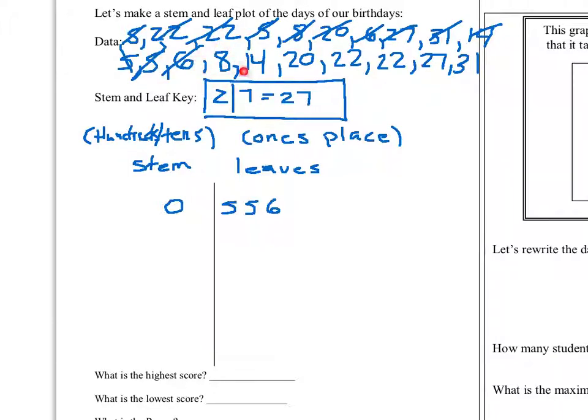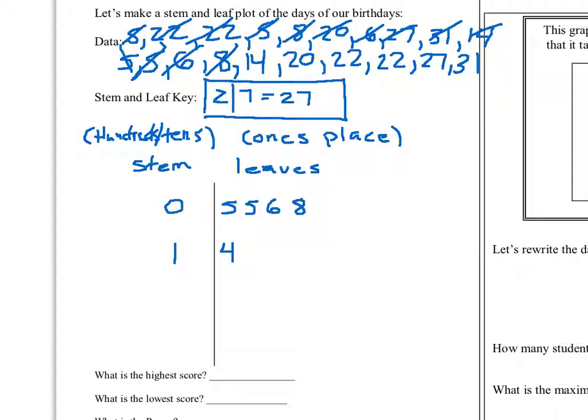Moving on to 8. Does this have the same stem? Yes, it's still got a 0 there. As I move on to 14, does this have the same stem? No. So we're going to start our new stem, which is 1, because a 1 is in the tens place. And if we're looking at 14, the leaf is 4.